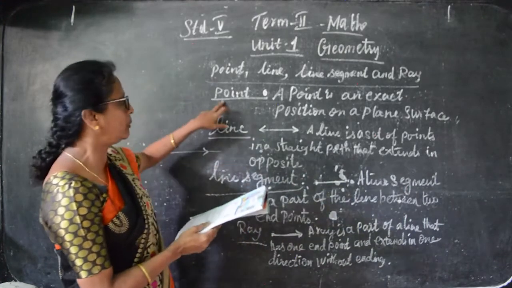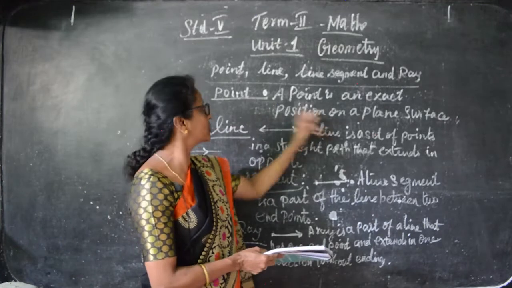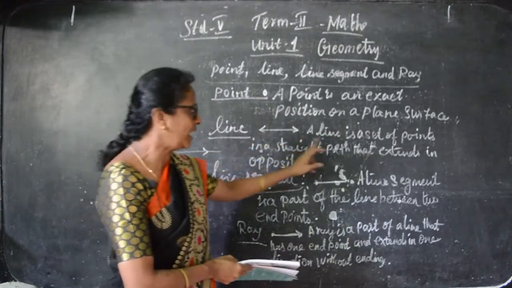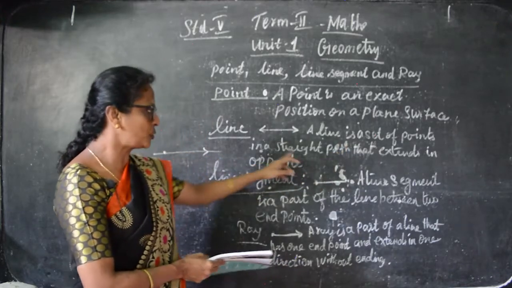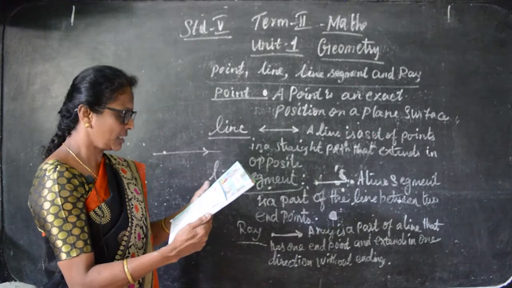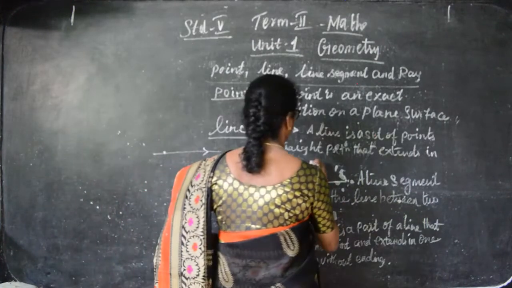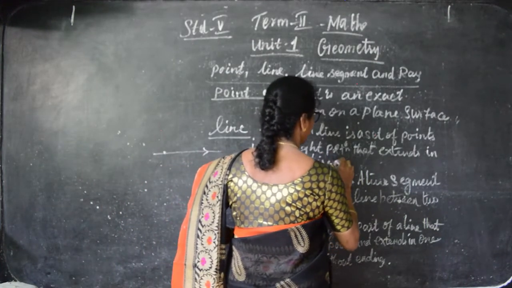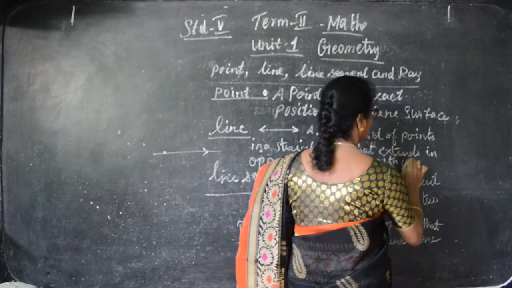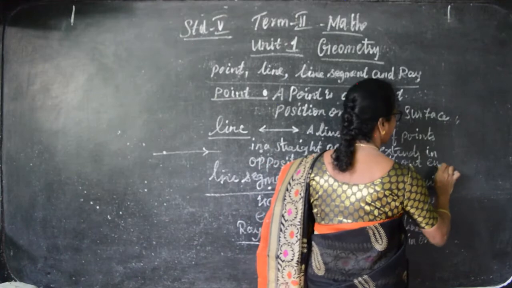So, what do you mean by the point? A point is an exact position on a plane surface. What do you mean by the line? A line is a set of points in a straight path that extends in opposite directions without ending.